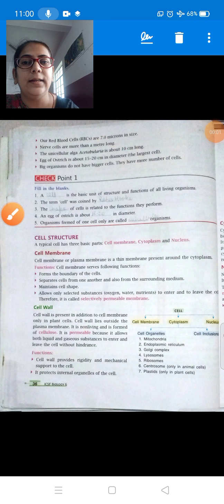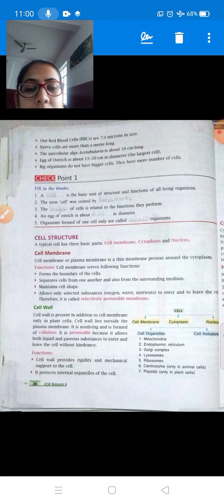Good morning, class. In the previous term, we studied the cell theory, the discovery of the cell, and its shape, size, and number. Right? Okay. Today we are going to start cell structure. Today we will study the structure of the cell.